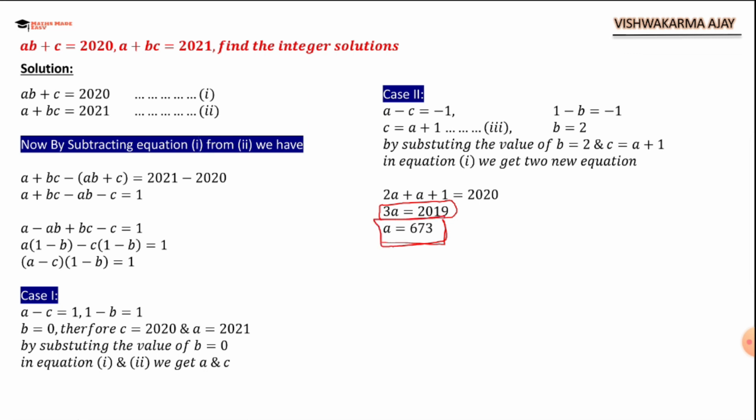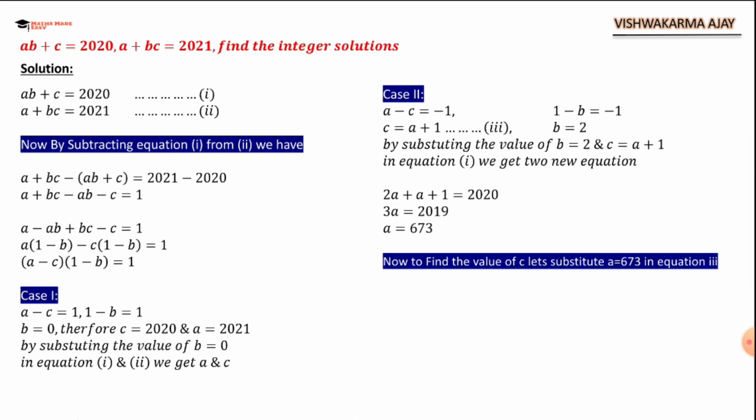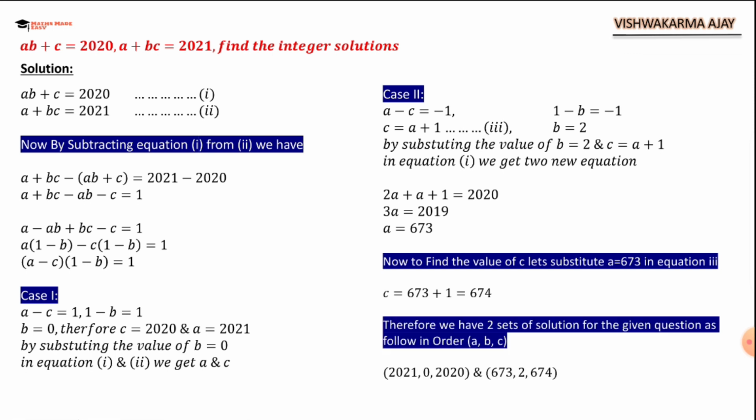Now to find the value of C, we can substitute this 673 in equation number 3: 673 plus 1. So we got C is equal to 674. Now, in statement form, C is equal to 674.